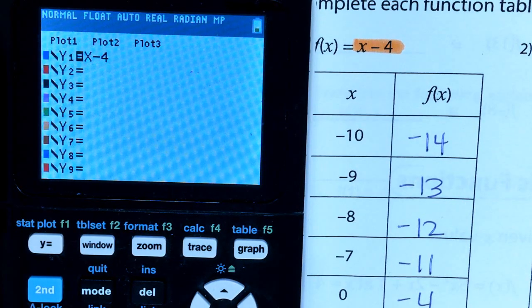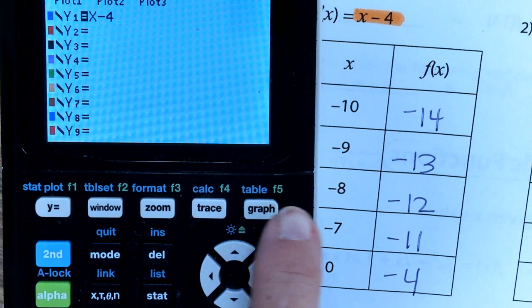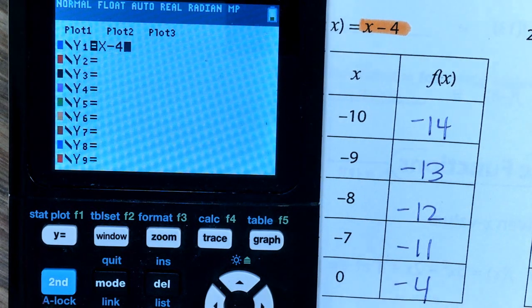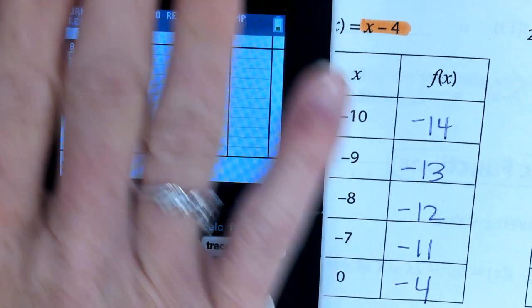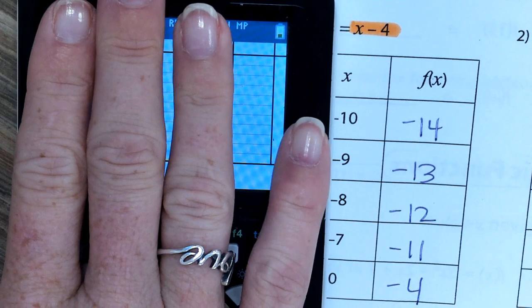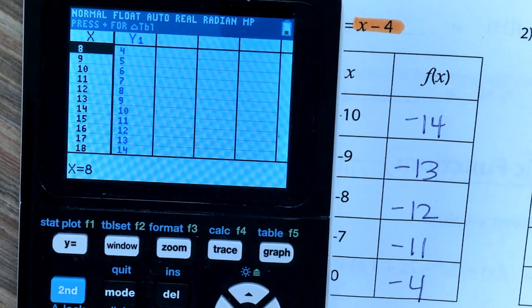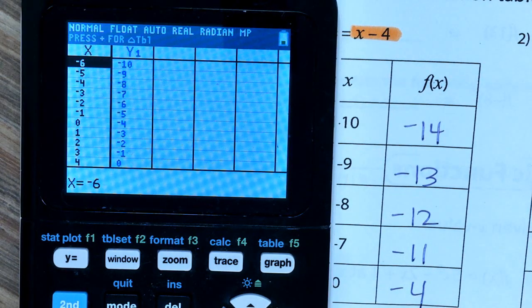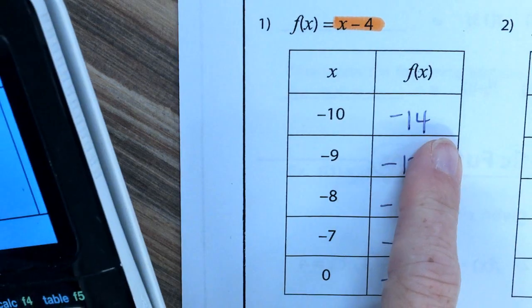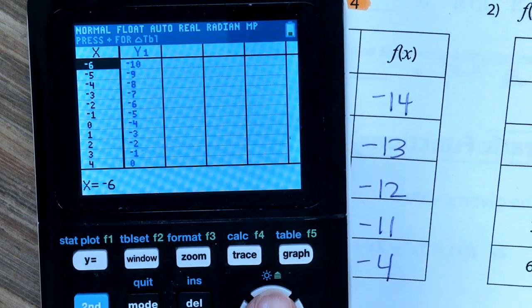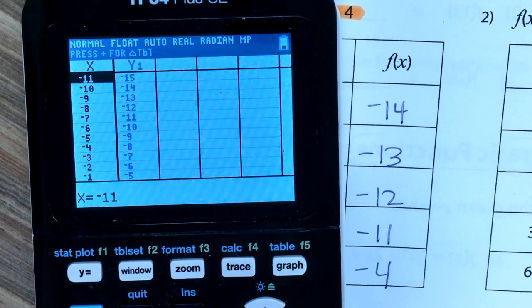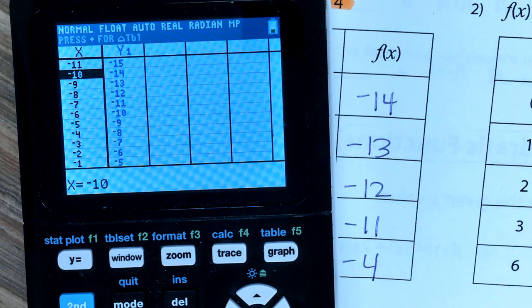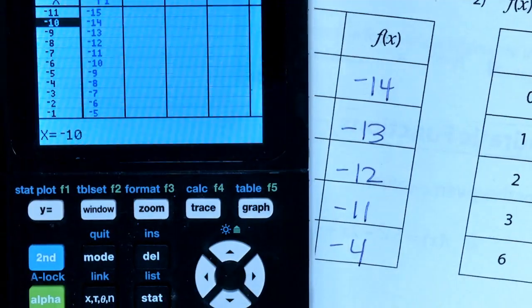Once I type the function in, I go to the table. So if you look at the word graph right here, right above it in blue, it says table. So that's why we have to hit second first. So second table. And this is a table of every coordinate that exists for that function. If you're scrolled somewhere, you just scroll the opposite direction if you need your negatives. It wants to know what y is when x is negative 10. So scroll to negative 10. Did it give us that it's negative 14? Is that cool? It'll give you all the answers.